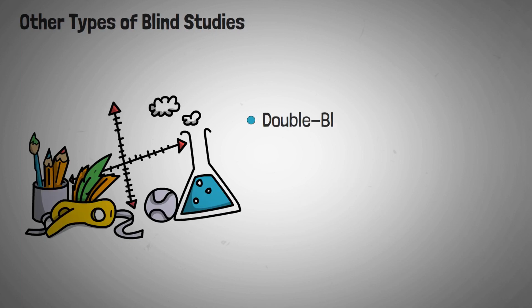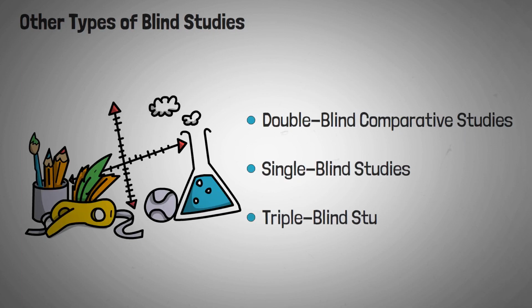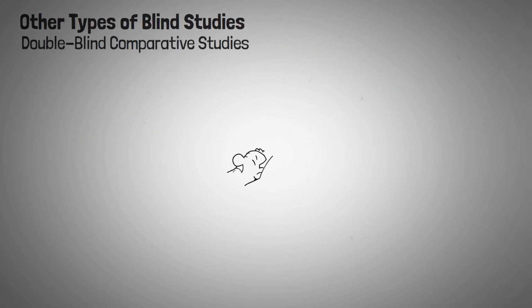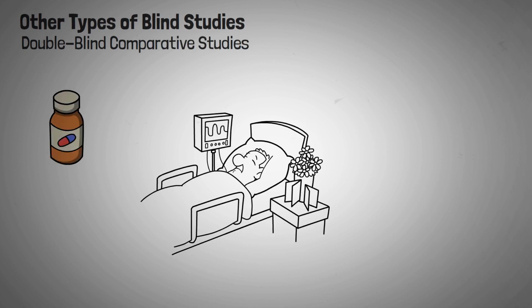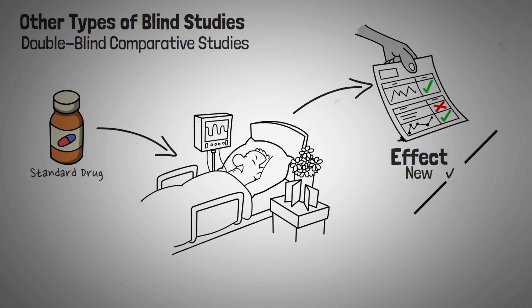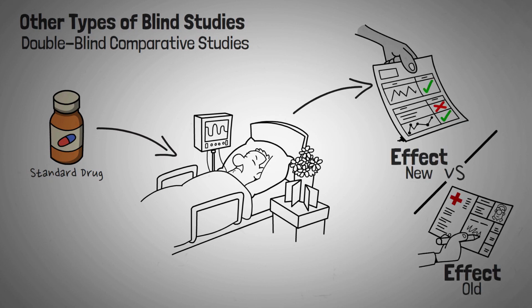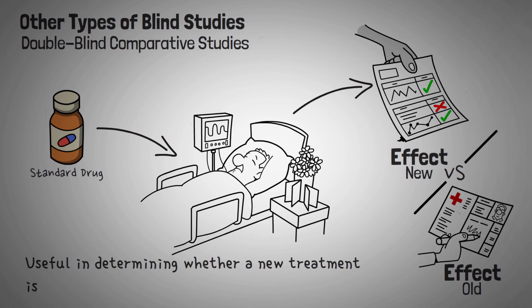Next up, I want to talk about some differences or variations of blind studies. There are several different types of blind studies being used in research, such as double-blind comparative studies, single-blind studies, and even triple-blind studies. So in double-blind comparative studies, one group of participants is given a standard drug instead of a placebo. These studies compare the effects of new medicine with an old one whose impact has already been proven. This kind of study is useful in determining whether a new treatment is more effective than an existing one.